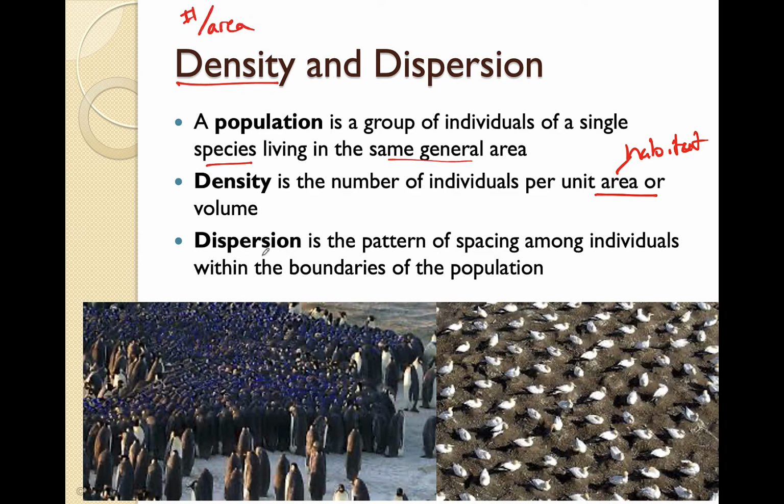The other component that we usually look at is the dispersion. This is the pattern of spacing. Are they clumped up together in one spot, or are they spread out equally, or are they spaced randomly? This is basically asking, how do they fill the habitat?